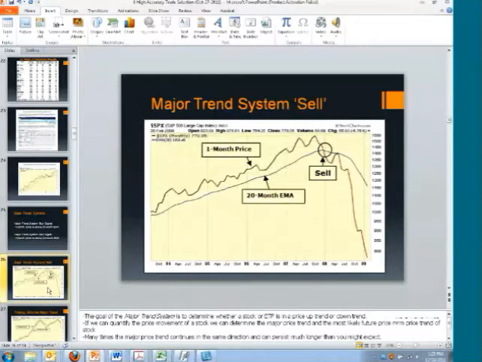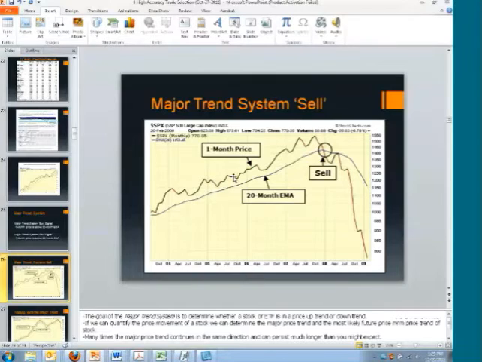This is an example of a sell signal for the S&P 500 index. And this line right here is the 1-month price. And you can download this 1-month price and the 20-month EMA from stockcharts.com with their basic subscription. And this line here is the 1-month price, and the blue line is the 20-month EMA. So as long as the 1-month price is above the 20-month EMA, that stock, or in this case the index, is on a buy signal.